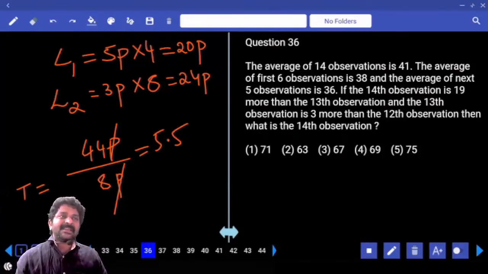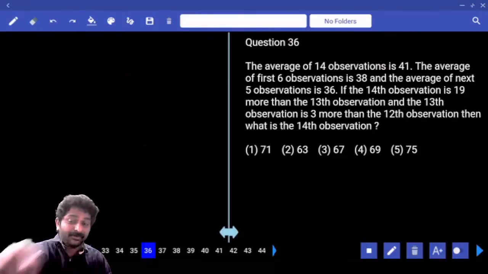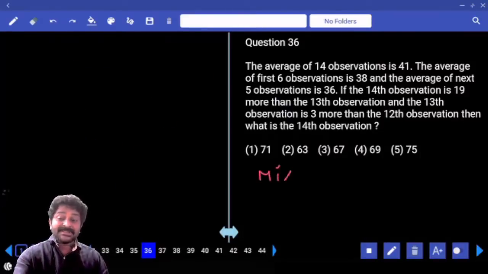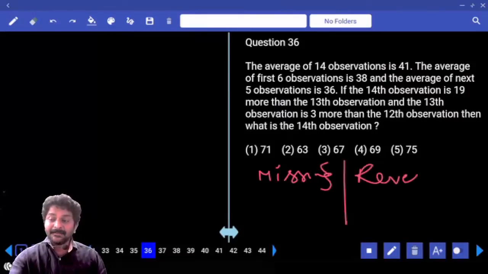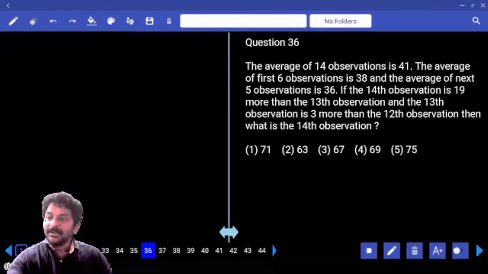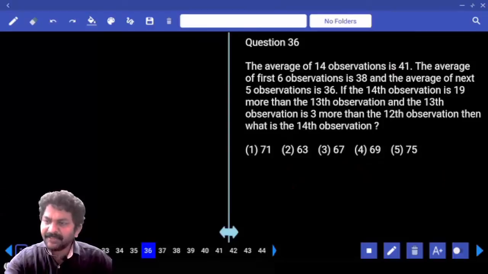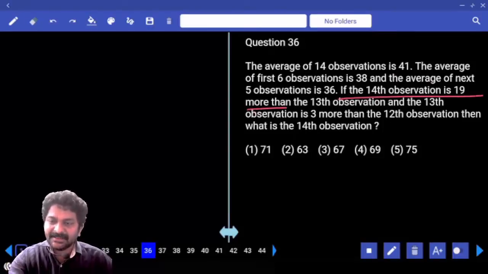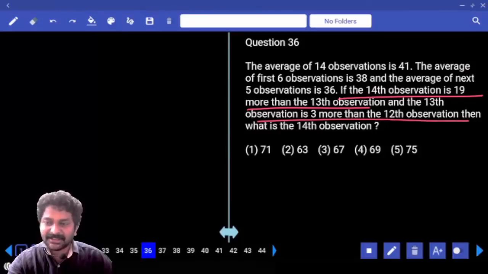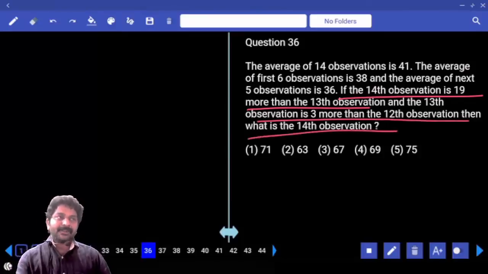Remaining how many numbers are there? Those 3 numbers are missing or repeating? If it is a missing number case, what effect do we follow? Reverse effect. Am I right? Right. So now, there is one more thing. If 14th observation is 19 more than the 13th observation and 13th observation is 3 more than the 12th observation, then what is the 14th observation?